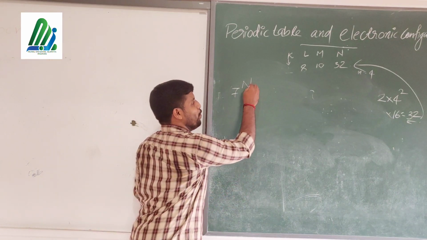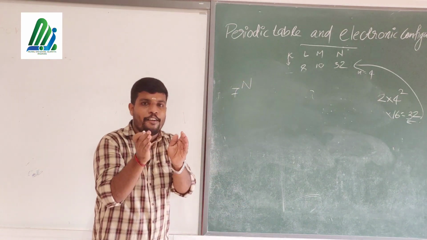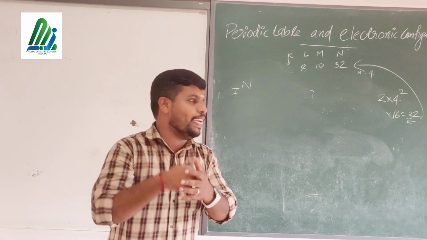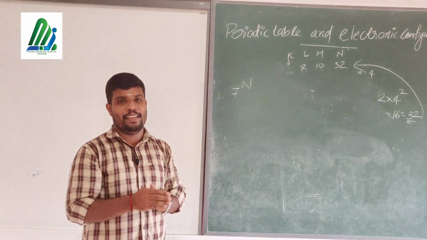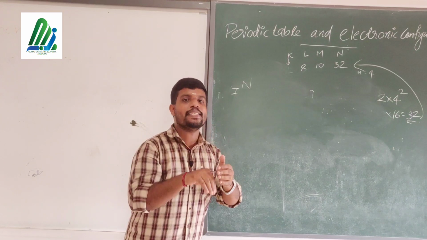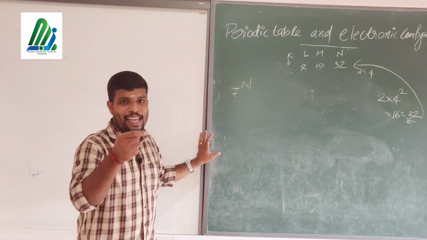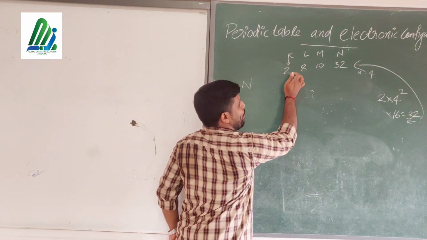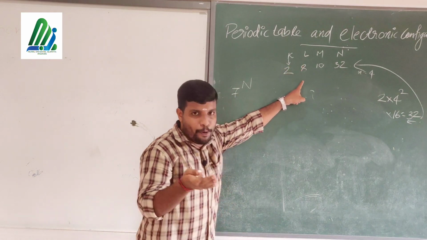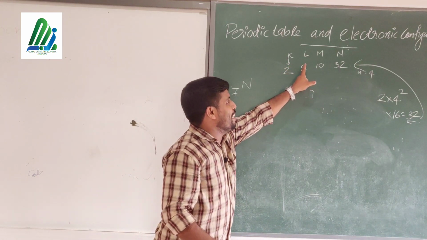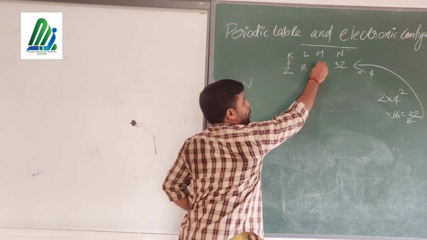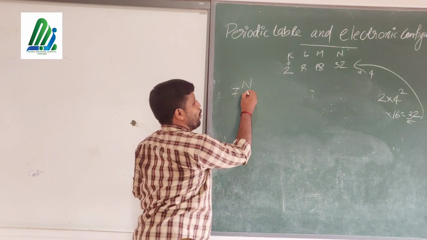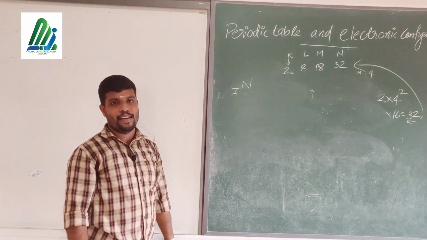If you want to write the electronic configuration, the electrons are filled in a shell according to their energy. That means the shell that has the least energy will be filled first. You know the numbers. K shell, the maximum number is 2, in L shell the maximum number of electrons possible to accommodate is 8, in M it is 18, and in N shell it is 32.